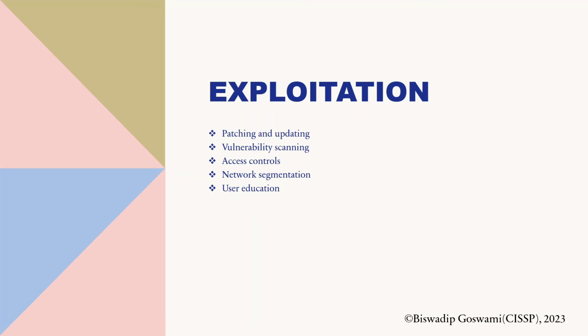This can make it more difficult for them to successfully exploit any vulnerabilities. Segmenting your network can help contain the impact of a cyber attack. By separating critical systems and limiting access between them, you can prevent an attacker from moving laterally across the network after exploiting a vulnerability. And as always, educating users on safe mail and browsing habits can help prevent exploitation.